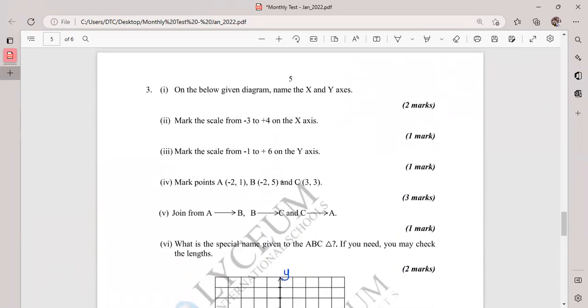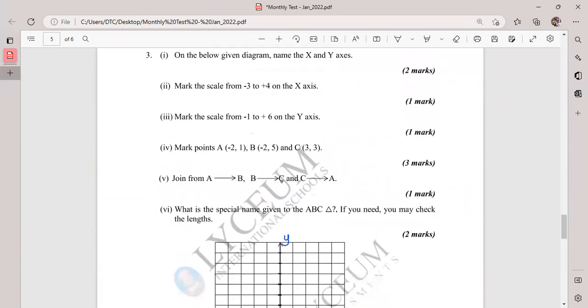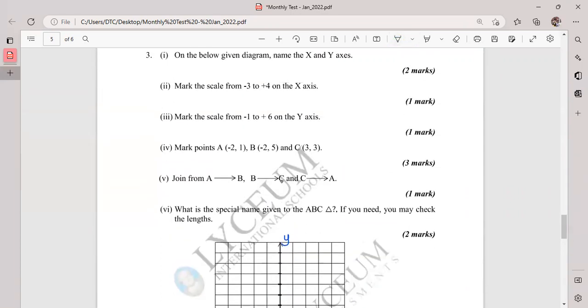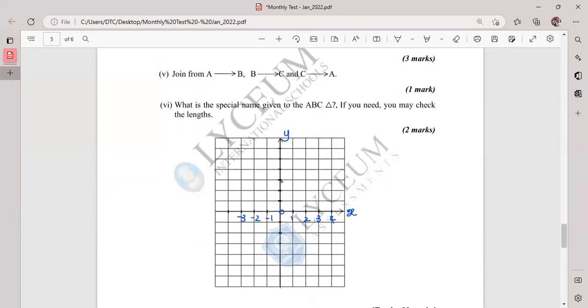Yes, X and Y. Mark the scale from -3 to +4 on the X-axis, right? -3 to +4. So here -3, -2, -1, 0 is here, 1, 2, 3, 4. So we'll see how we want to mark the y-axis. So -1 to +6. So -1, right? It is here, -1, 1, 2, 3, 4, 5, 6.